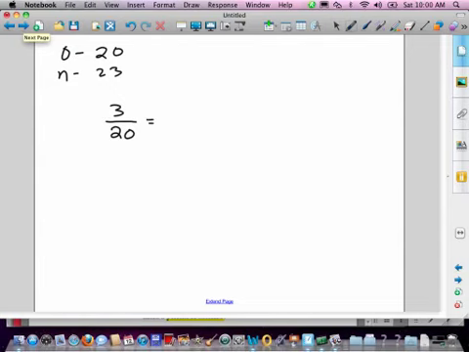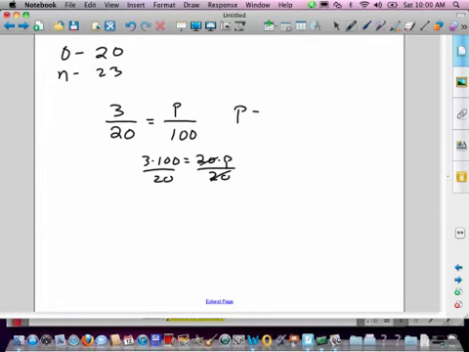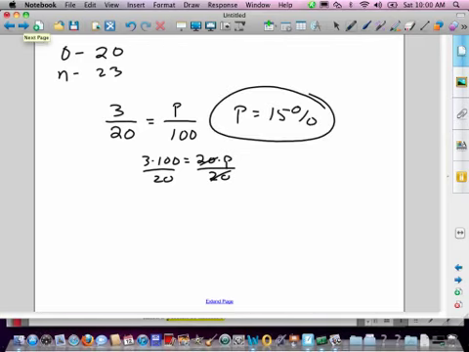If you multiply that out, and let's do this one as a proportion because I think that works out really well for this one. We can figure out what our percent is, and so we get 3 times 100 equals 20 times P, divided by 20, and these cancel, and we get 15. So percent equals 15%. So this is a 15% increase for that one.